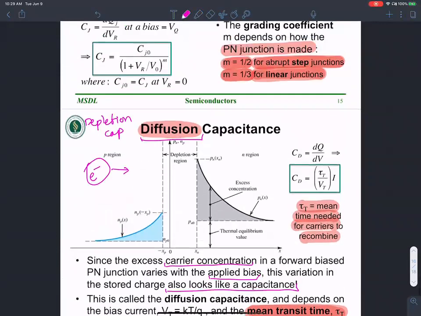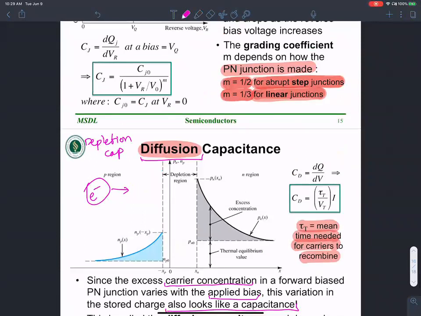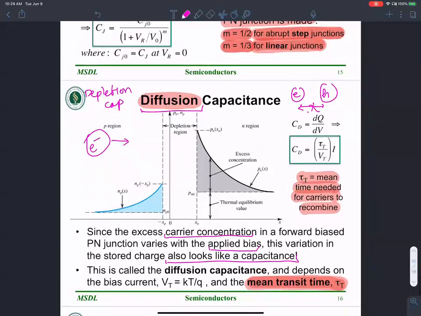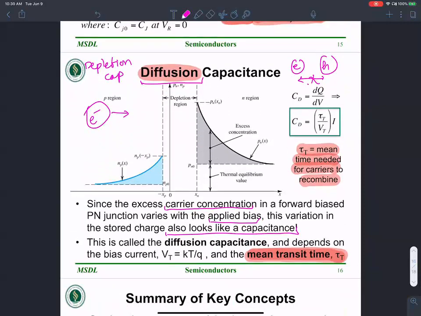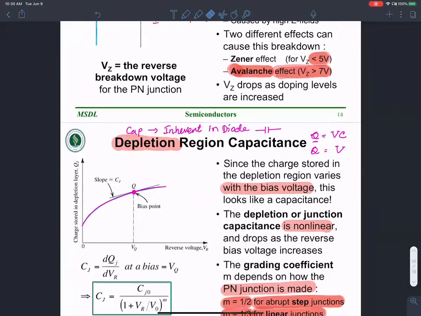As I mentioned earlier, just like electron hole pairs are created spontaneously because of thermal energy, electron hole pairs also recombine and annihilate, and they release energy. That is also spontaneous, and the mean time between the charge carriers being created and recombining is called the mean transit time, tau t. So there are two kinds of capacitances: depletion capacitance and diffusion capacitance.